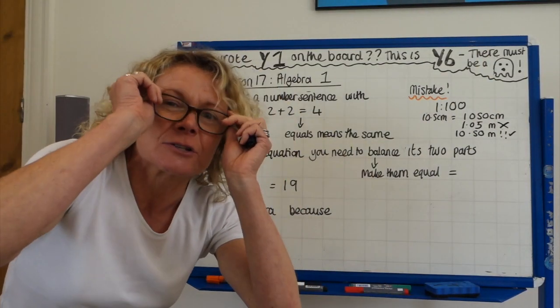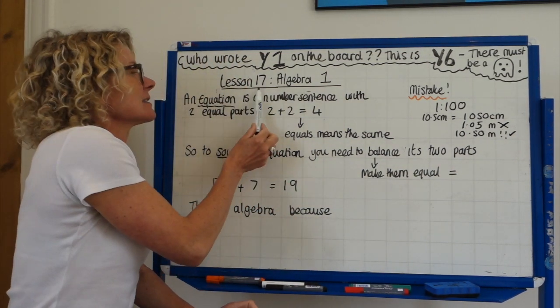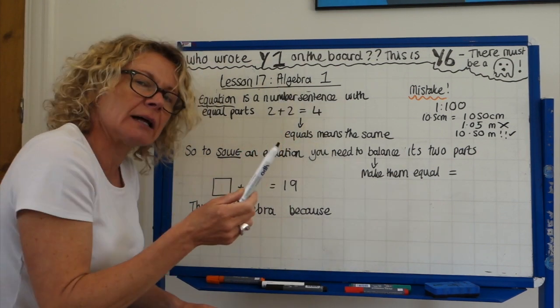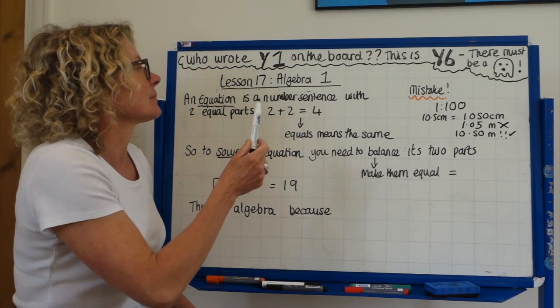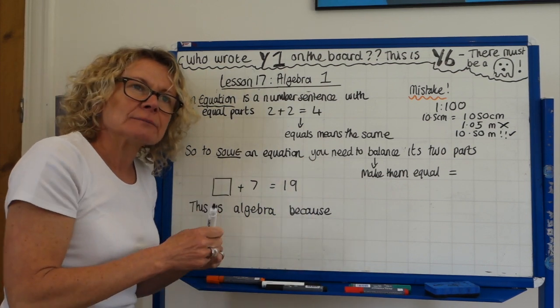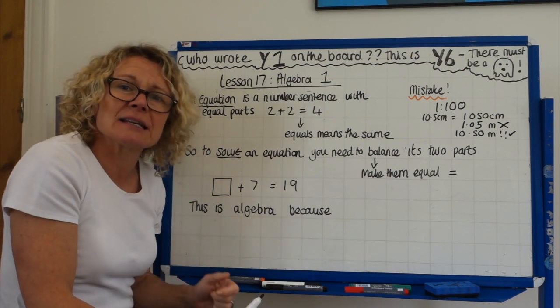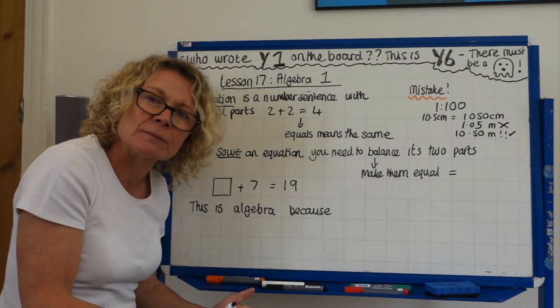Okay, we're back now to lesson 17. So write in your books, lesson 17. We are going to go on to algebra today. Okay, algebra 1. So when we talk about algebra, we've been doing it all year actually, and algebra is basically just missing number problems, okay?